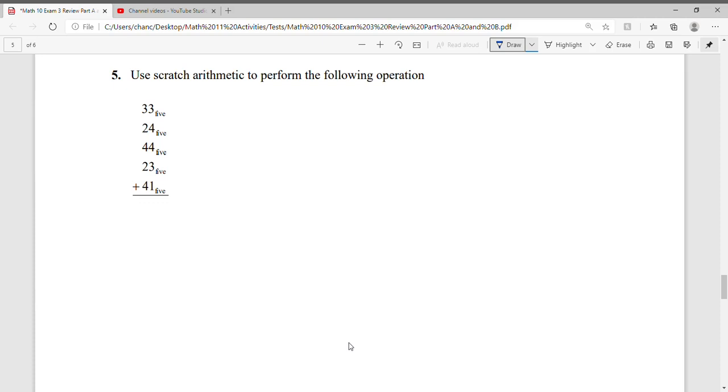Question 5, let's use the scratch method to perform the operation. So in this problem, we're looking at base 5. I have 0, 1, 2, 3, 4 as the only acceptable symbols here. So let's add. 3 plus 4, that's 7. That's not acceptable. 7 in base 5 is 1 remainder 2. So we'll put a little 2 down here.